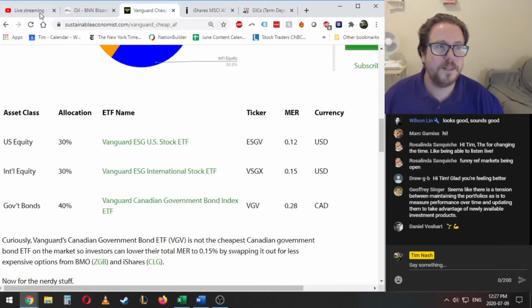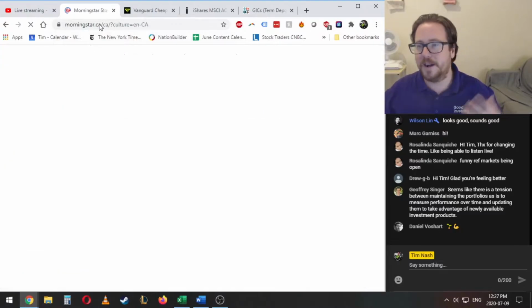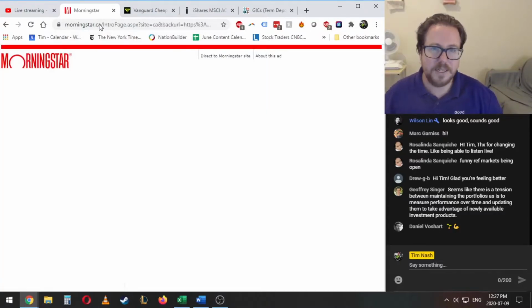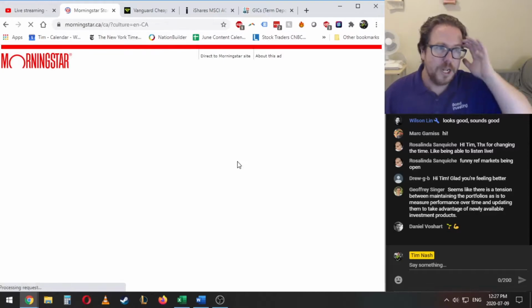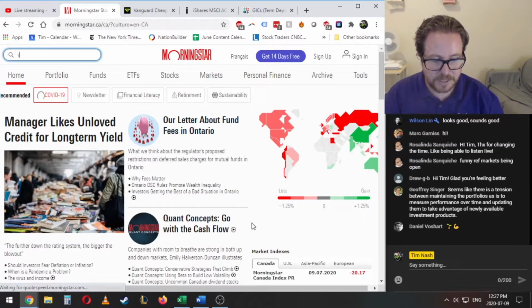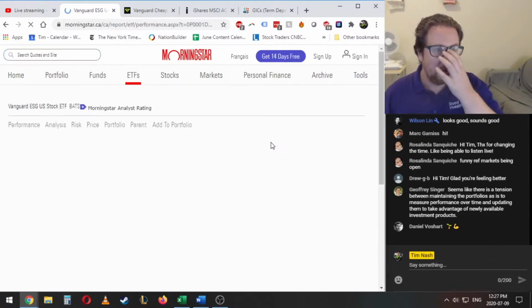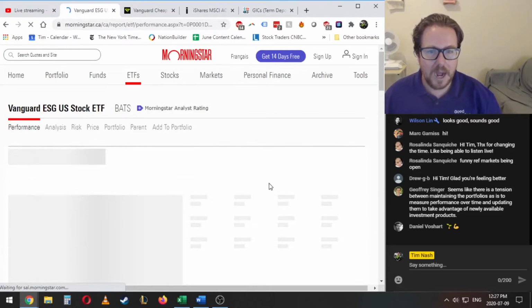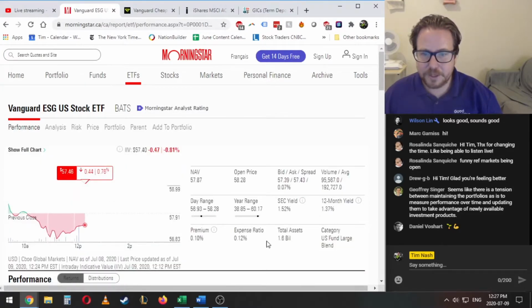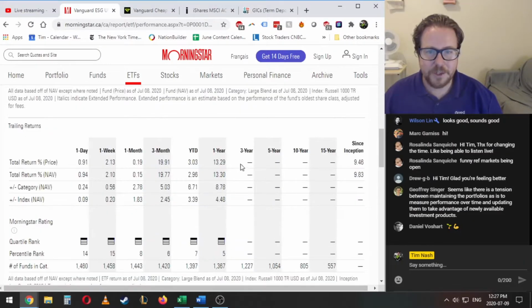To look up performance, I like using a website called Morningstar. Yahoo Finance is just fine, but when it comes to ETFs, I find that Morningstar is a little bit better, and it allows me to do things very consistently. So ESGV, we can start with this one. Let's get the fee on it so that I know: 0.12, so I was right there. From there, I can get the portfolio returns.